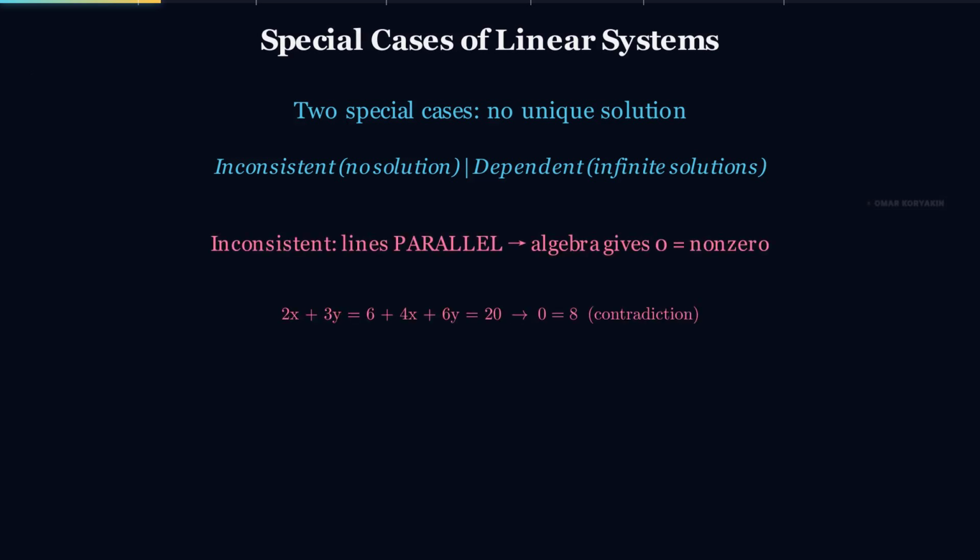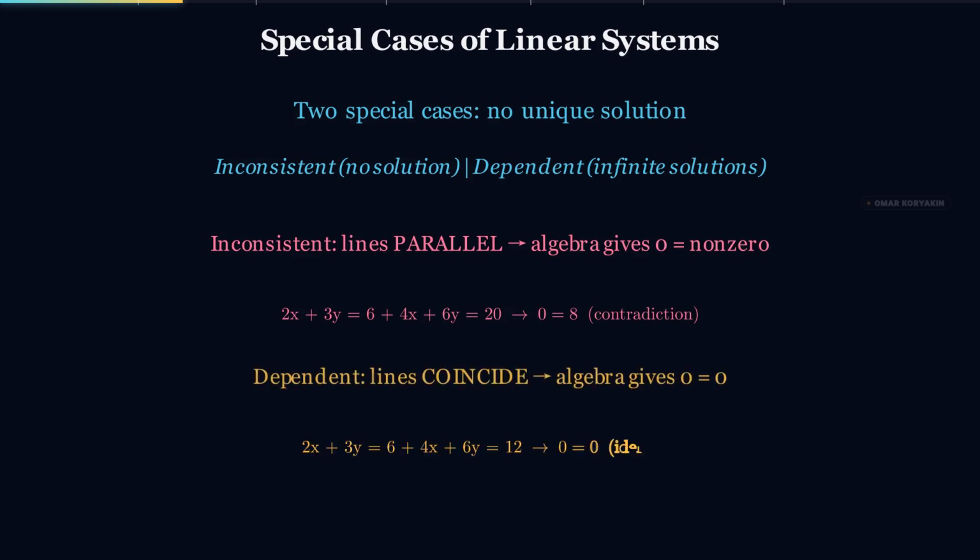Here is the inconsistent case. Algebraically, attempting to solve produces a contradiction like 0 equals 5 or some other false numerical equation. The contradiction signals that no values of x and y make both original equations true simultaneously. Geometrically, the 2 lines have the same slope but different y-intercepts, so they run parallel forever and never meet at any point. Here is the dependent case.